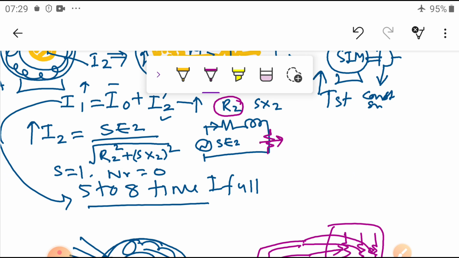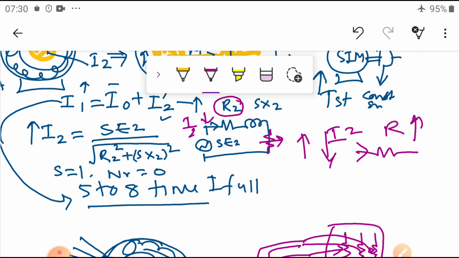Then automatically the ohmic value of resistance increases, then the current value decreases, I2 reduces. This is a basic concept, simple Ohm's law. So the rotor resistance increases, and this is I2; if resistance increases, the current will decrease. If this high resistance value stays continuously, the current continuously flows through it, and more power loss may occur. So what we have to do?